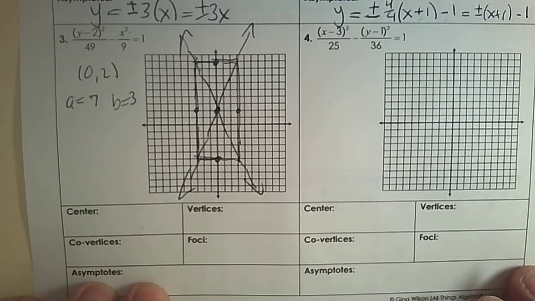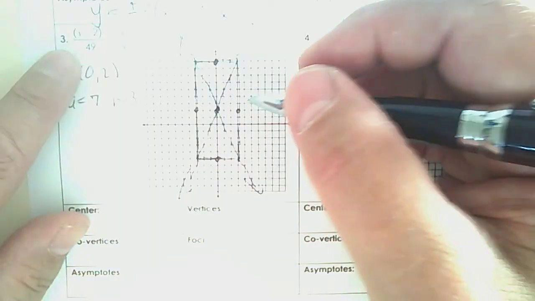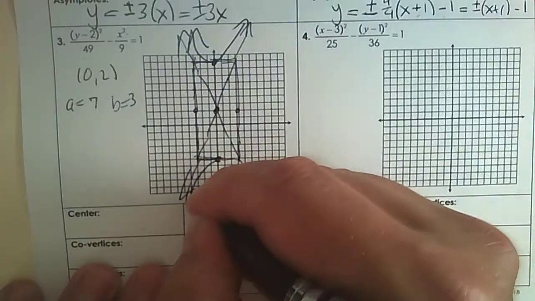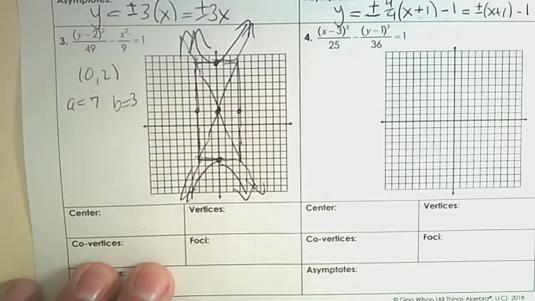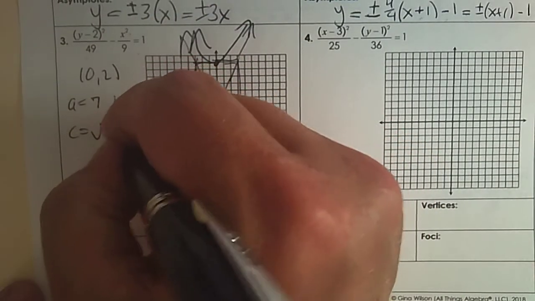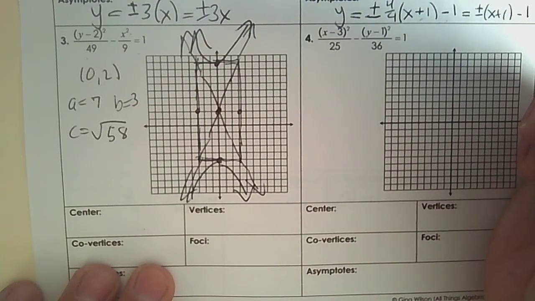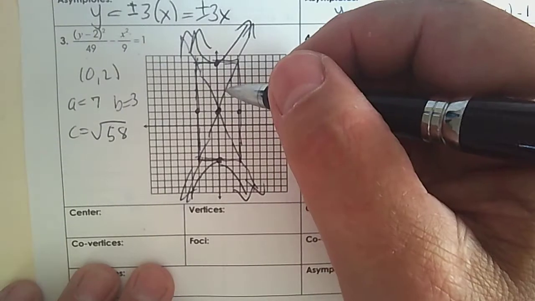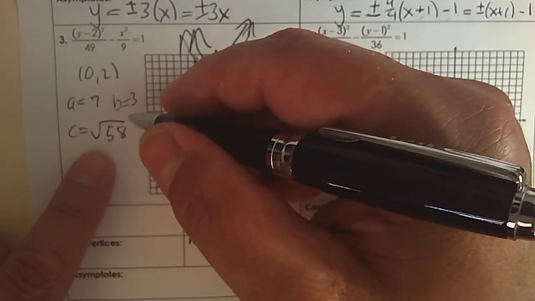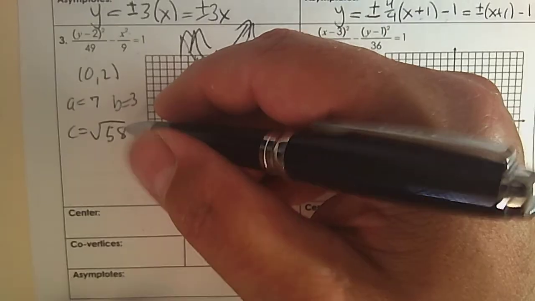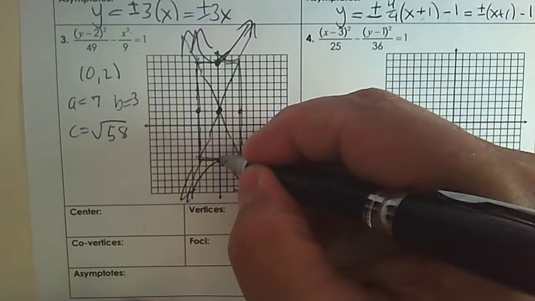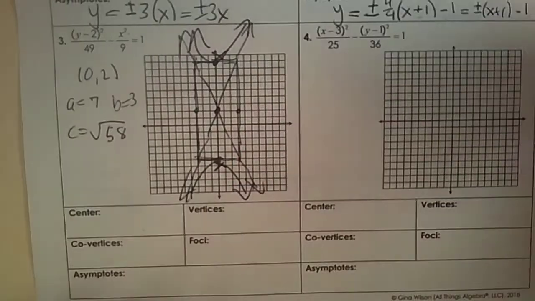Now, draw your hyperbola. This is vertical, so it's going to go up and it's going to go down from the vertex on the rectangle. C is the square root of, add them, that would be 58. Then, to put our foci on here, the square root of 58 is between 7 and 8. Square root of 64 is 8. So 7.5, 7 and a bit. So count up 7 and a bit, count down 7 and a bit, and put your foci on there.